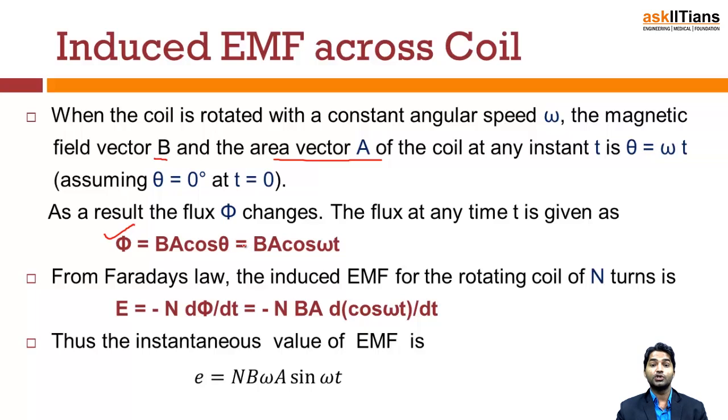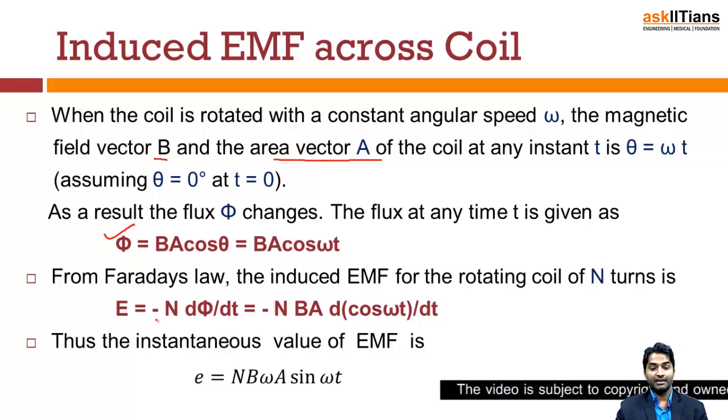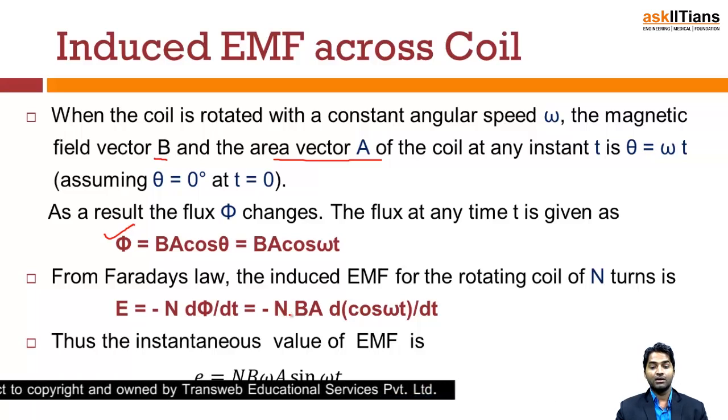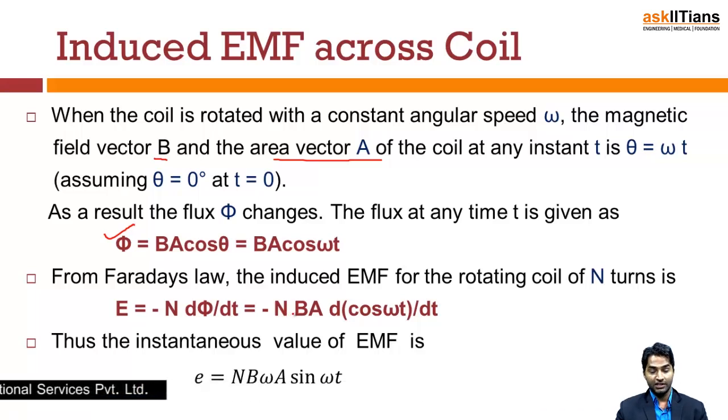This time we are interested to know the induced EMF. We can find it by differentiating the flux value. On differentiating we get E equal to minus N d phi by dt, and we know that N is the number of turns of the coil considered here, and due to that we get the EMF as NBA omega sin omega t. But we are interested to know only the magnitude, that's why we consider the modulus of the EMF value, and this is called the instantaneous value of EMF as it is changing with respect to time t.